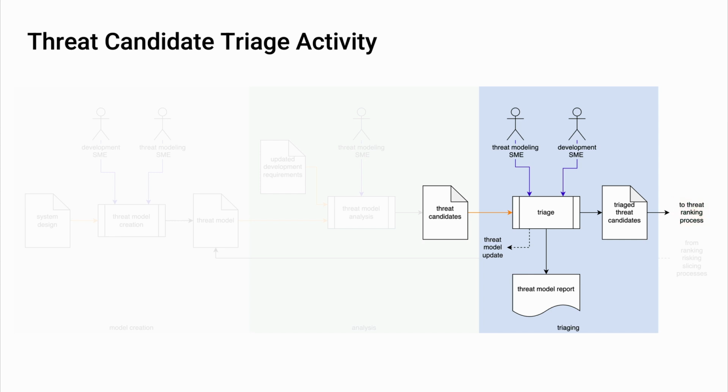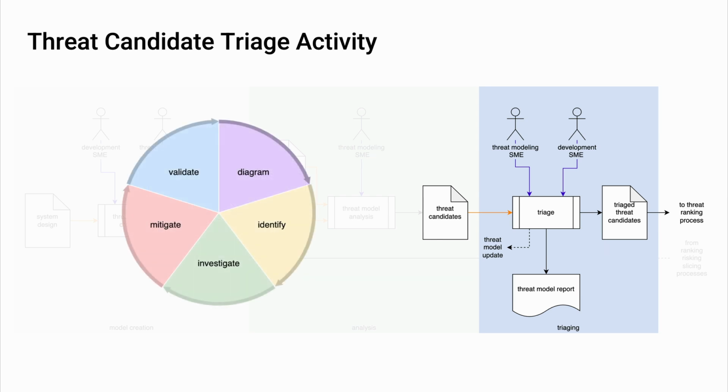Once again, returning to the NIST threat modeling lifecycle, we see that the threat candidate triage activity corresponds to the identification activity in this lifecycle. Now, some might argue that because we're evaluating the candidates, this must mean that we're doing investigation. That's an interesting argument. However, we're not putting it through the formal threat prioritization process here. This is a true triage where we're just eliminating those issues which are obviously not valid.